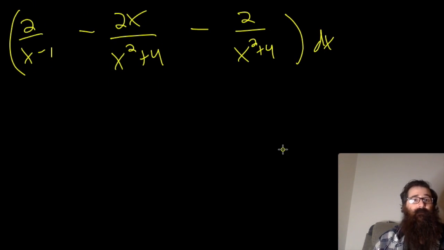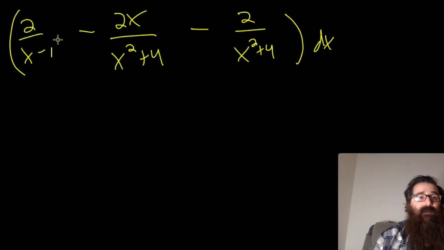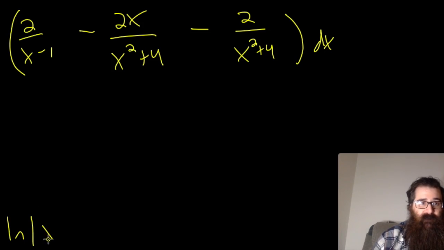Well, let's see what we can do. Now, for this very first one, I can integrate it right away. So 2 over x minus 1, that's going to integrate. It's going to give me 2 natural log absolute value of x minus 1.